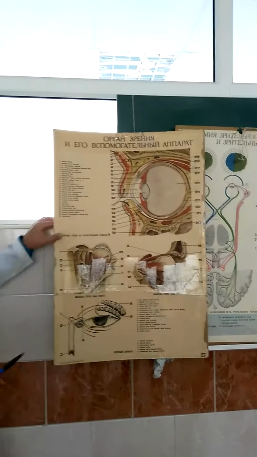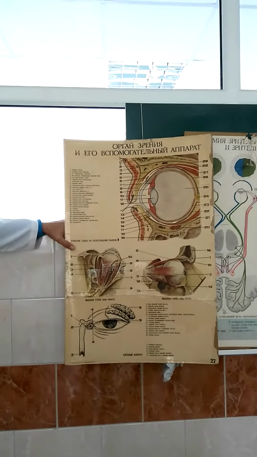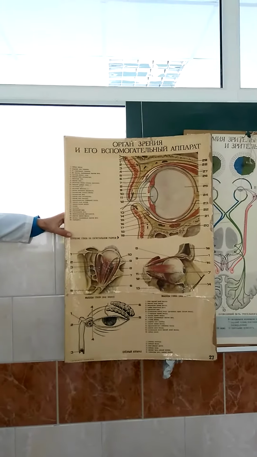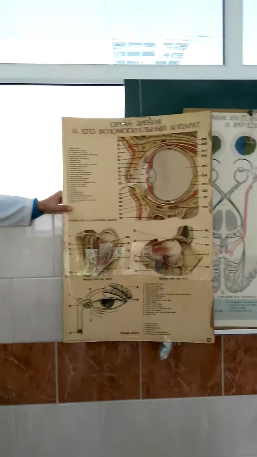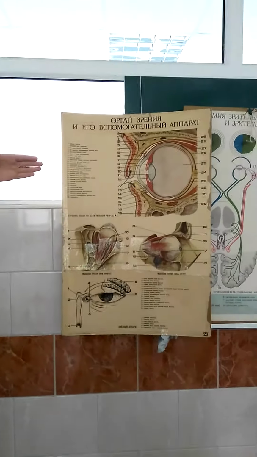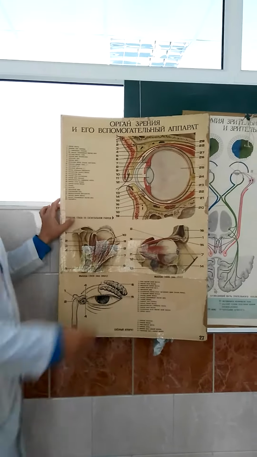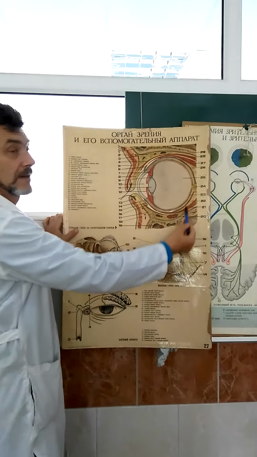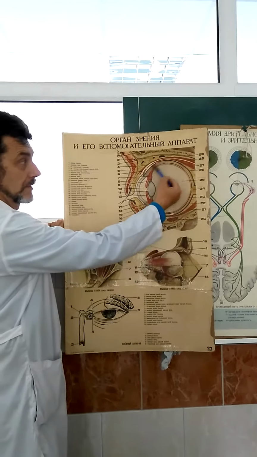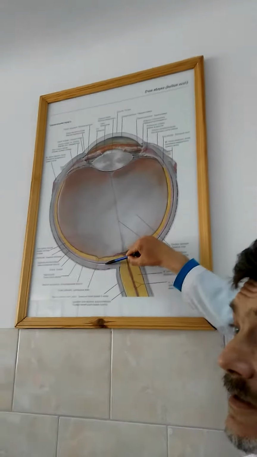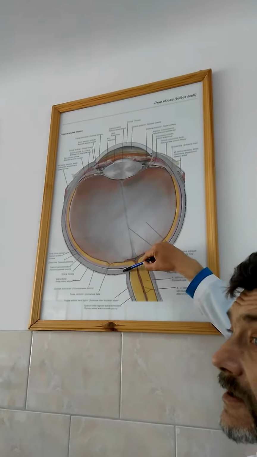Cornea seems like a watch glass. It's transparent. It has no vessels, has no nerves. So that's why the light passes through it easily. Sclera, white in color. It's larger at the posterior side. If you compare the size of sclera on this place, as you see, it's less large here.